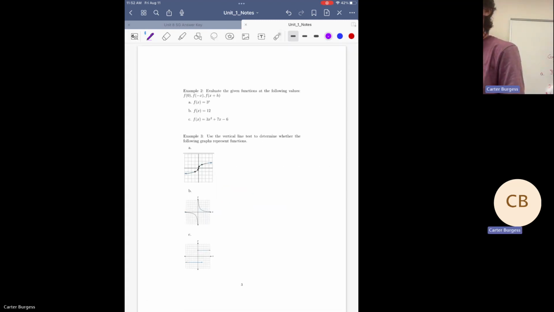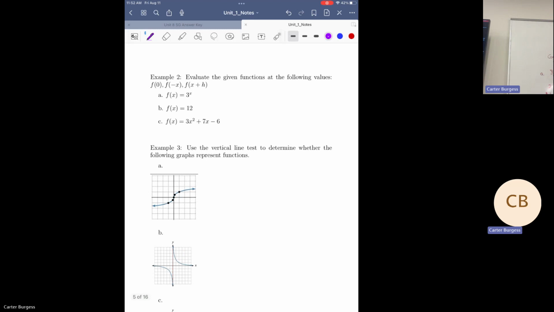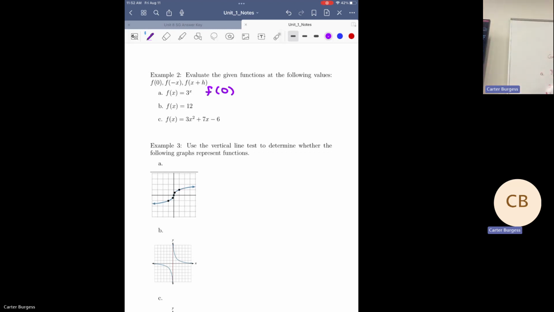So looking at this next page, looking at example 2, we are trying to evaluate these given functions at the specified values. I am going to go through the 3 here for A, and then I'm going to give you guys about 5 minutes to work through B and C. All right. So in this case, we are told that f of x is 3 to the power of x. We are asked to find what is f of 0. So what am I being asked to do? Everywhere I see an x, I'm going to replace it with a 0. So in this case, this is 3 to the power of 0.